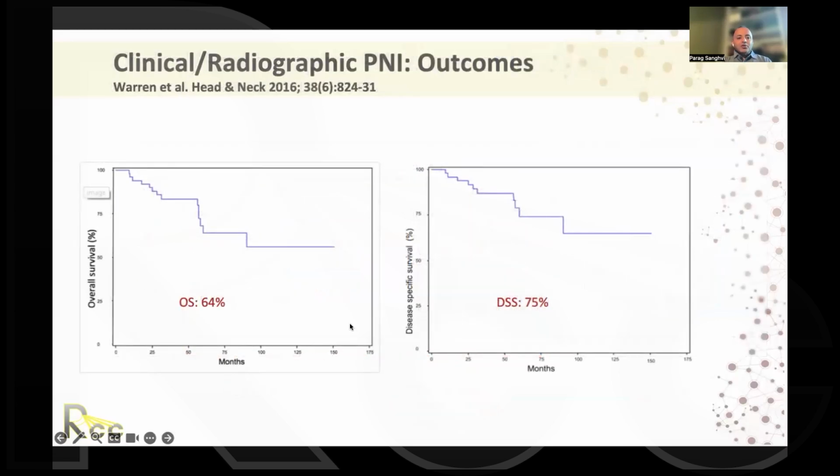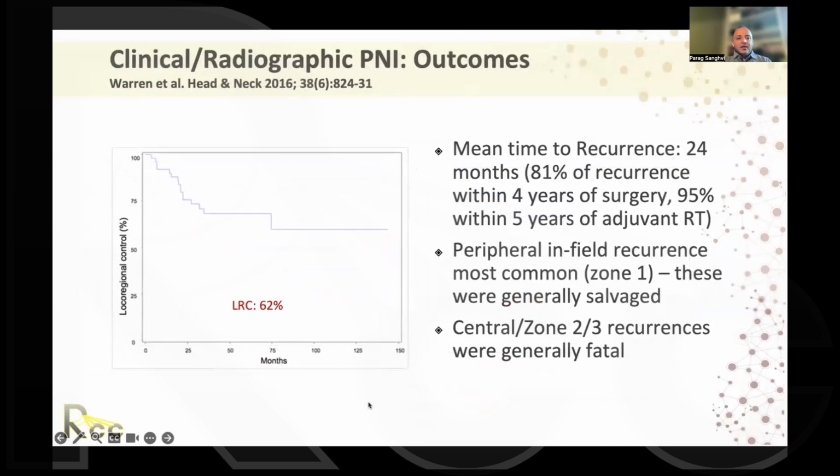This is again just showing you that data. So, patients with perineural invasion and their outcomes. You can see with all comers, overall survival is about 64%, and disease-specific survival is about 75%. And then you can see local regional control is on the order of 60%. And this is with effective treatment. So this is when patients are getting surgery and definitely postoperative radiation or definitive radiation.